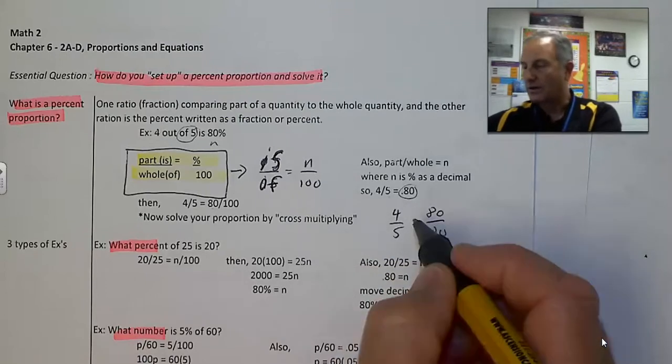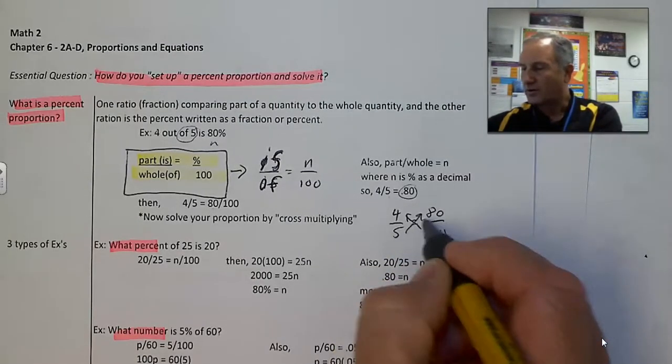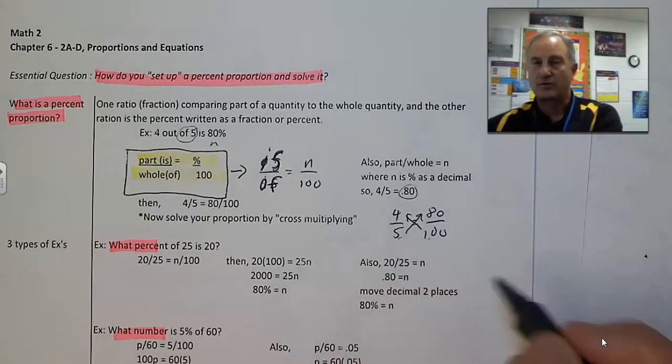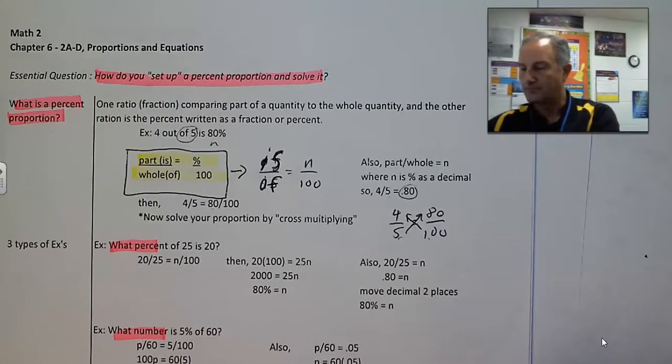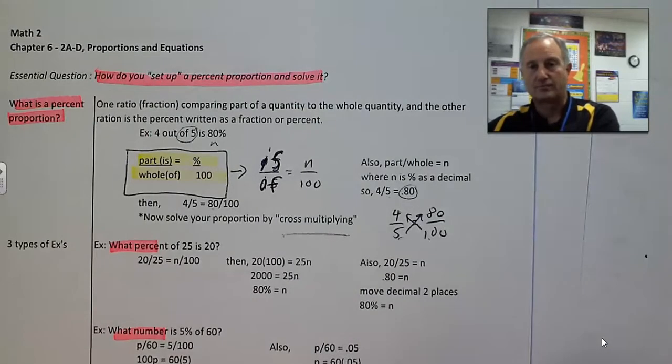Okay, and how do you check proportions? We did this already in the past. You cross multiply, and you get 400 equals 400. That's how you know they're equal. Okay, solve by cross multiplying. This we've already done. Okay, so what we're looking at is how do we set this proportion up?